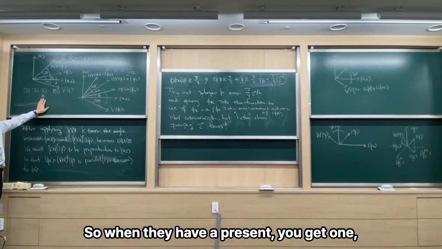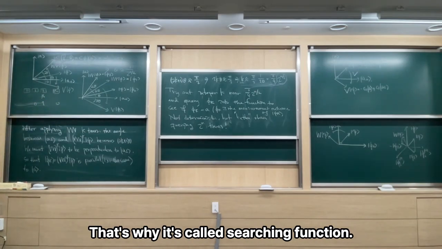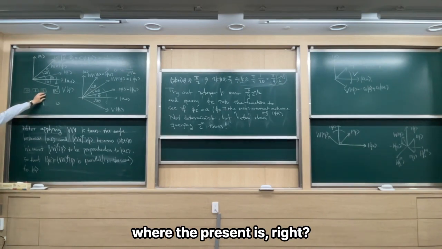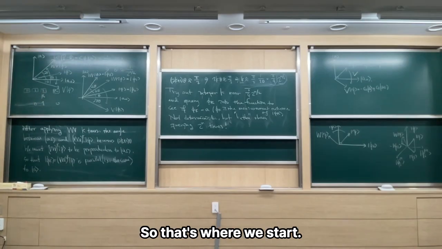So when you have a present, you get 1. And in all the other cases, you get 0. That's why it's called a searching function. So this function is given without knowing where the present is, right? That's A. This number A, this is A. So that's where we start.